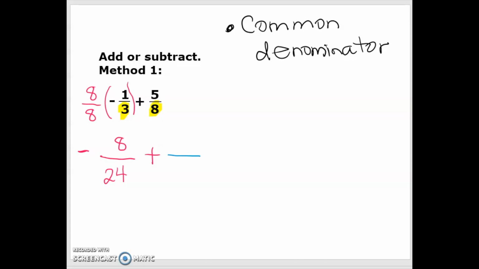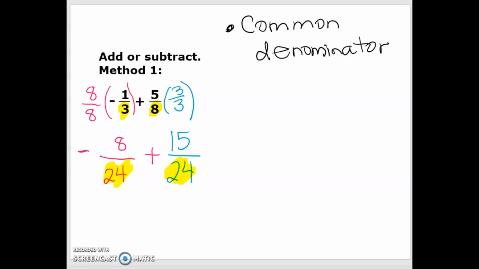All right, let's look at our second one. Again, I'm going to multiply this by 3/3, because 3/3 is the same as 1. So 5 times 3 is 15. 8 times 3 is 24. So this is what I wanted. I wanted those denominators to be the same.